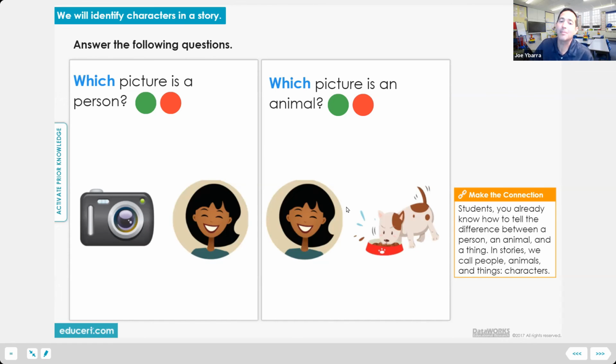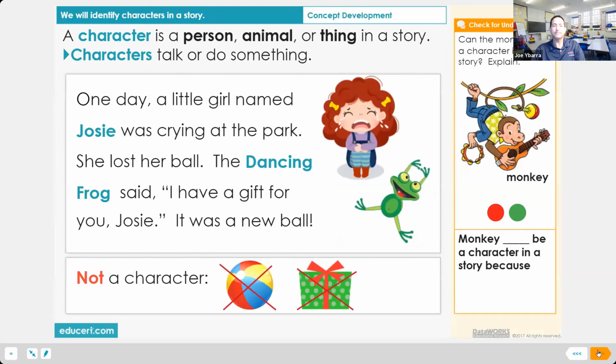Which picture is an animal? And you go through that same, oh, because it has 4 legs, and like, okay. The key is you make the connection. Students, you already know how to tell the difference between a person, an animal, and a thing. Well, in stories, we call people, animals, and things those are usually our characters. You already know how to do this if you can identify a thing, a person, and an animal. Most of the time, those will be my characters.